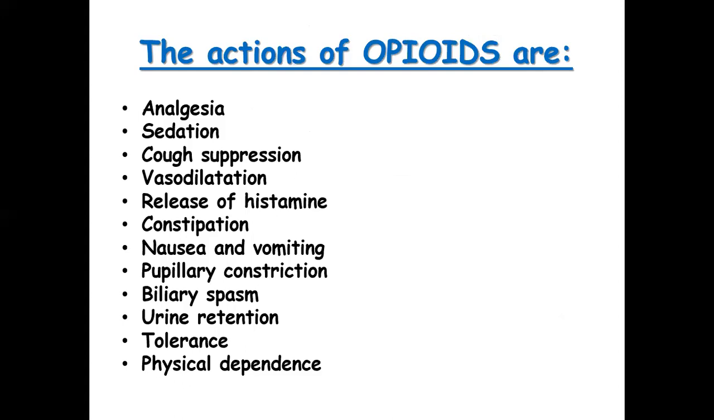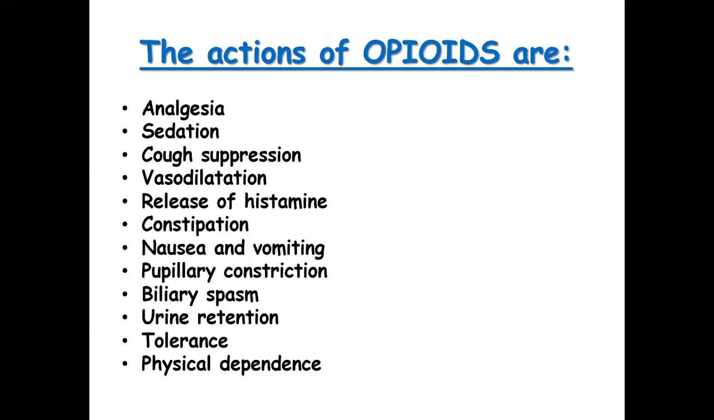The opioids are responsible for analgesia, sedation. They also suppress cough and cause vasodilation, but the problems associated with opioids cannot be neglected. They can release histamine, they can cause constipation, nausea, and vomiting. They are very common with the use of opioids. So you must give antiemetics first.